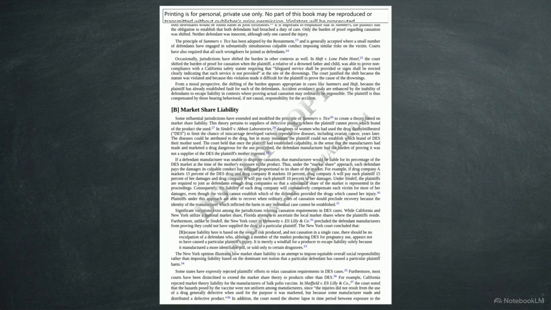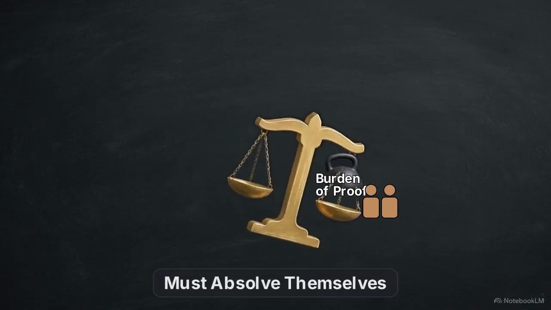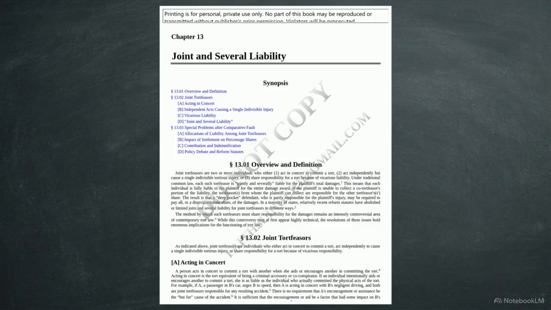Alternative liability is a legal rule where the burden of proof shifts to multiple negligent defendants to prove they did not cause the injury. Because both shooters acted without ordinary prudence, the court shifted the burden. The defendants were forced to carry the weight of absolving themselves. If the defendants cannot prove their innocence, they are held jointly and severally liable. Joint and several liability means the plaintiff can collect the entire damage award from any one of the liable defendants.